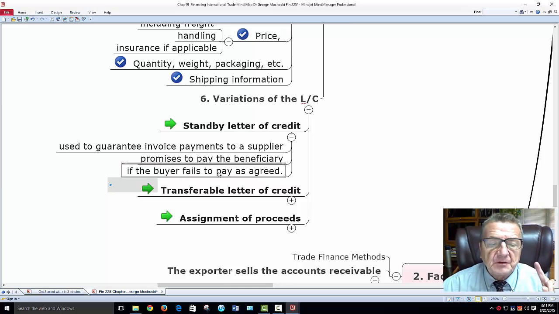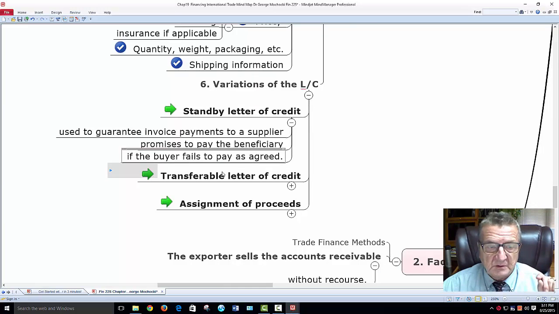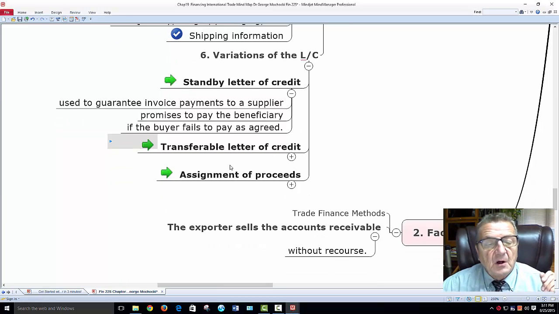If the buyer fails to pay as agreed, okay? So the standby letter of credit promises to the beneficiary. It's a guarantee of invoice payments to the supplier. Okay, now transferable. Remember, it's a little different.